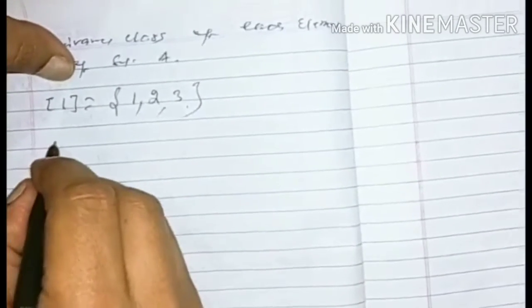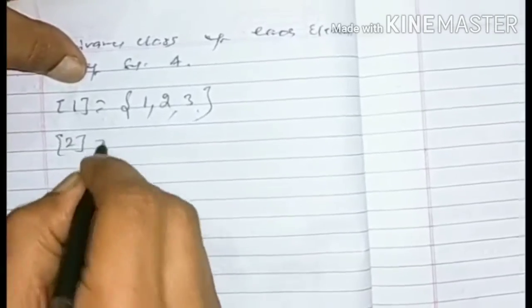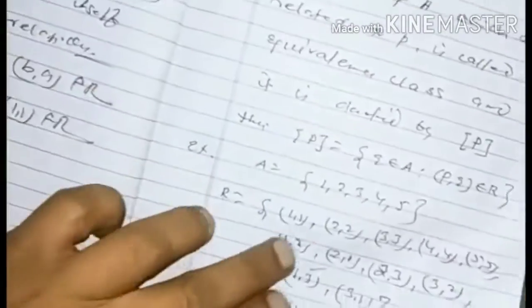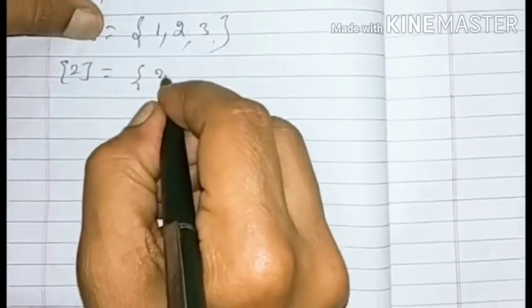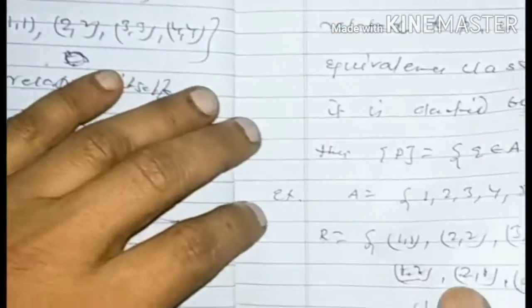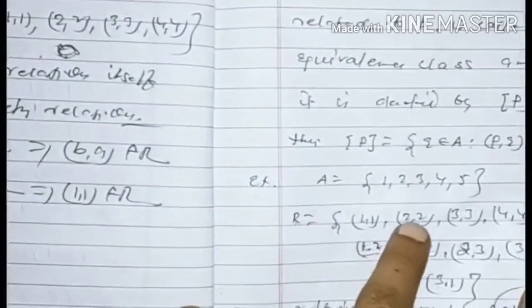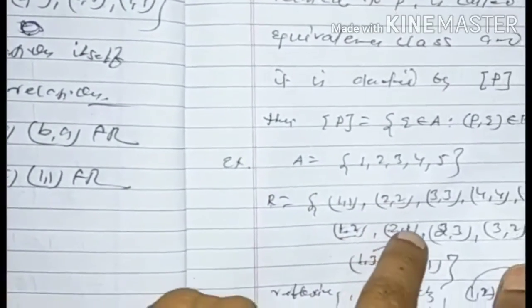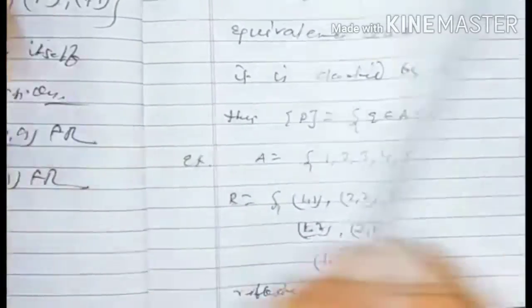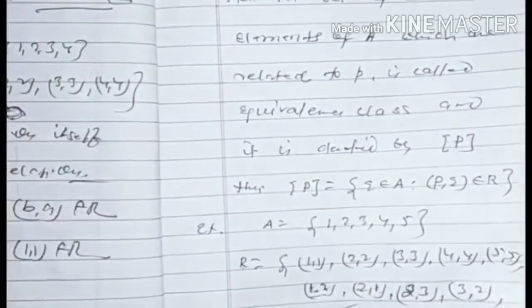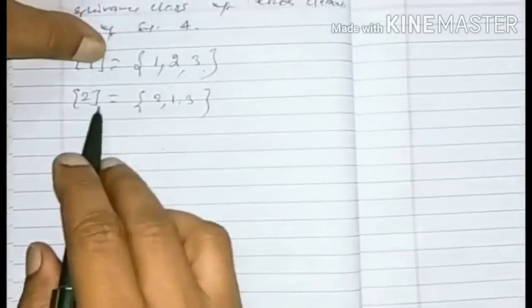Therefore this is the equivalence class of element 1. Similarly, equivalence class of 2 means 2 related to which? 2 related to 2, so 2 is an element, and 2 related to 1 also, 2 related to 1 and 1 related to 2 are the same thing, and 2 is also related to 3. This is the equivalence class of 2.